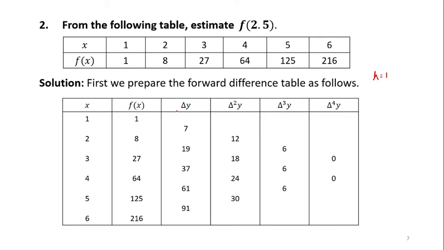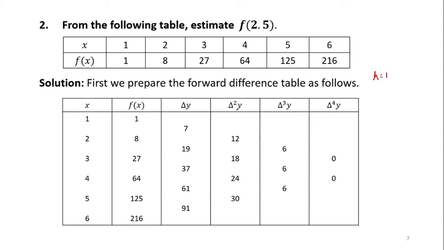Now, to get the values of delta of y, subtract 1 from 8. 8 minus 1 is 7. 27 minus 8 is 19. 64 minus 27 is 37. 125 minus 64 is 61. 216 minus 125 is 91. So, these are the first forward differences.